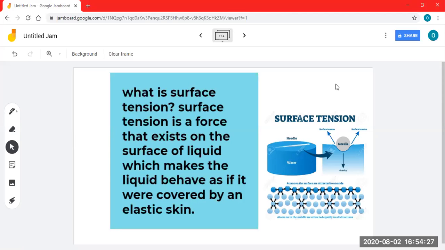Sometimes I tell my students that Jesus walking on water was due to surface tension. That is what I normally tell my students, but that was a miracle on its own. So you can also look at that as an example. That is how I delve into it.